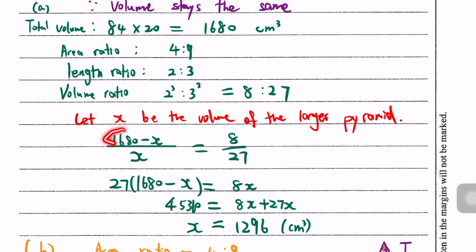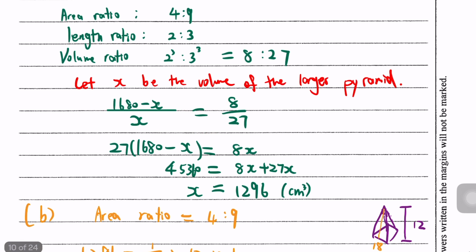So you find the smaller one by using the total minus the unknown here, okay? So with this method, you will calculate x equals 1296 cm cubed.